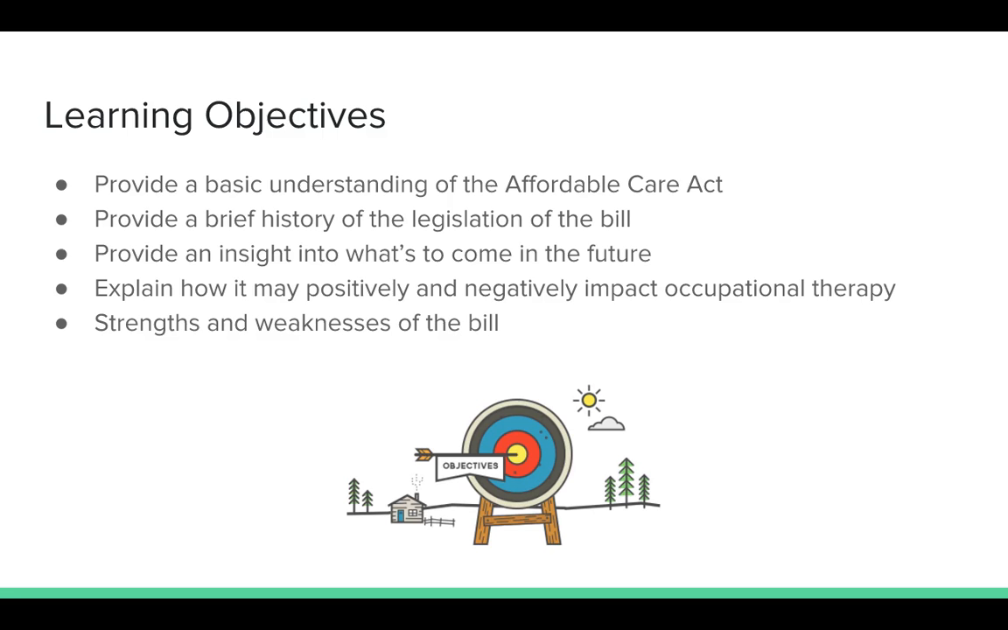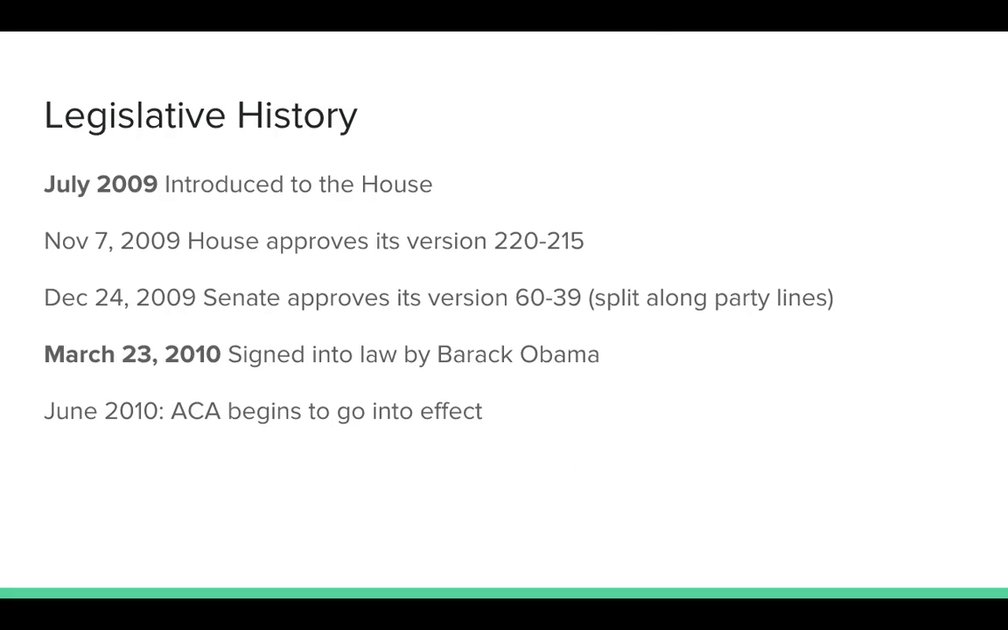Here are some of our learning objectives. We want to provide a basic understanding of the Affordable Care Act, provide a brief history of the legislation, and give insight into what's to come in the future of this bill and what's changing. We also want to explain how it may positively and negatively impact occupational therapy, to remain neutral, and discuss the strengths and weaknesses of the bill entirely.